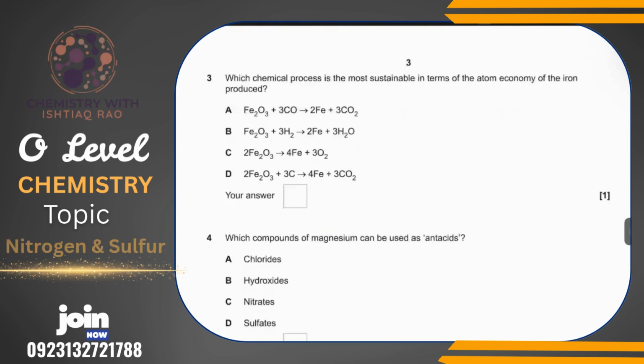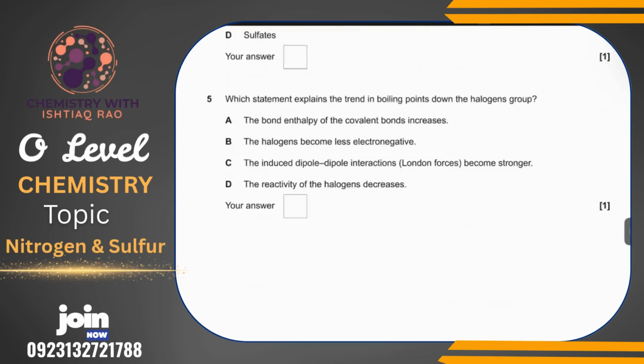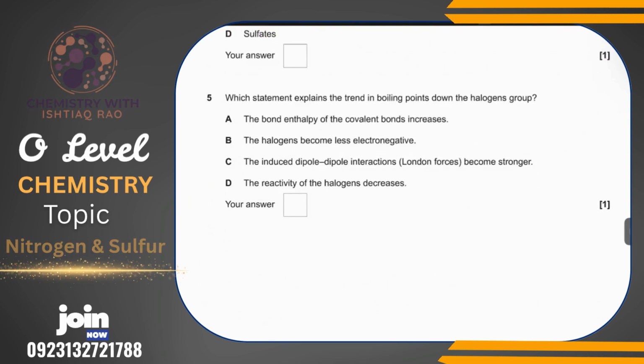Now, which statement explains the trend in boiling points down the halogen group? Okay, so we have done different trends across the period and down the group. When I was telling you regarding group 2, we decided that the melting point of group 2 metals decreases down the group. Why? Because as we go down the group, the size of the cation increases.